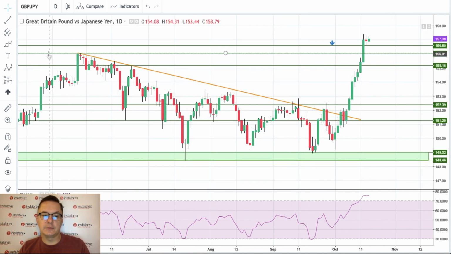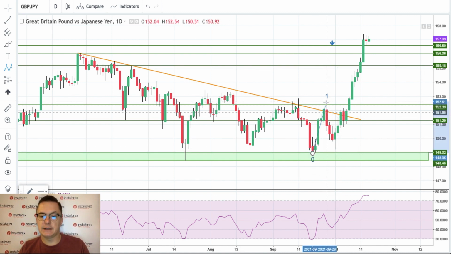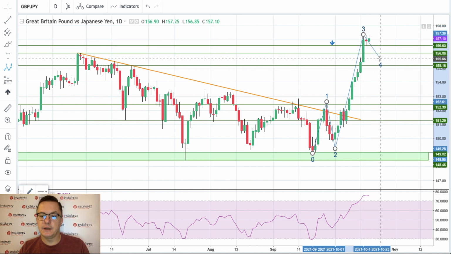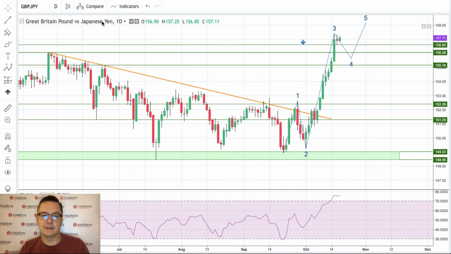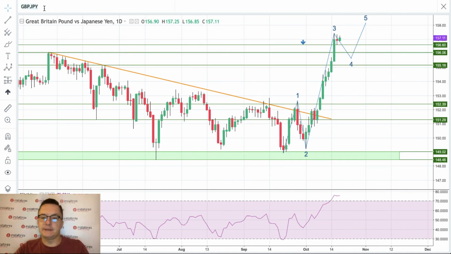Is the Elliott wave count applicable here? Of course it is. We will just count these last waves here. Wave 1, wave 2, this is possibly wave 3. We need wave 4 and wave 5 to complete the impulsive sequence. So it's the same situation as it was on the euro to the Japanese yen.